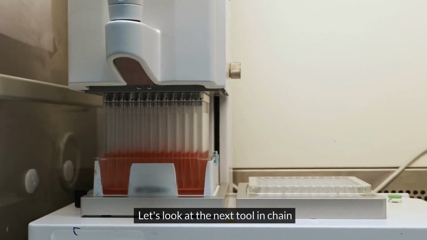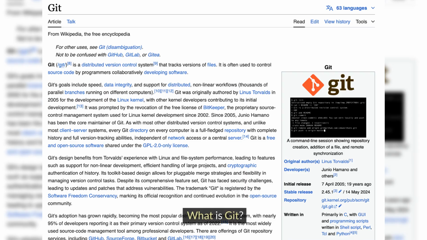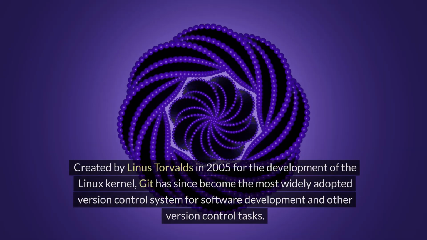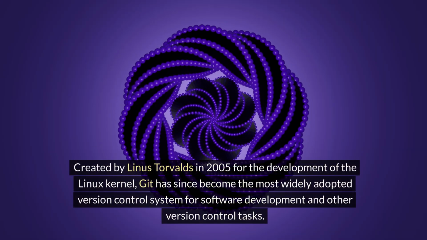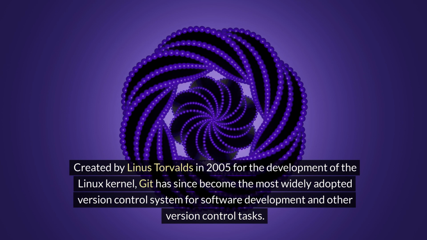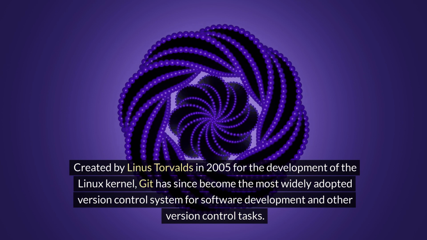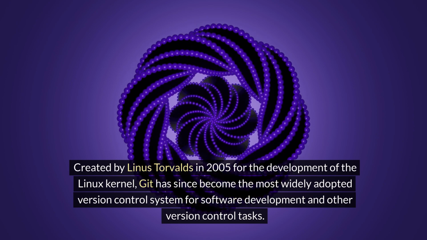Let's look at the next tool in the chain, Git. What is Git? Git is a distributed version control system designed to handle everything from small to very large projects with speed and efficiency. Created by Linus Torvalds in 2005 for the development of the Linux kernel, Git has since become the most widely adopted version control system for software development and other version control tasks.